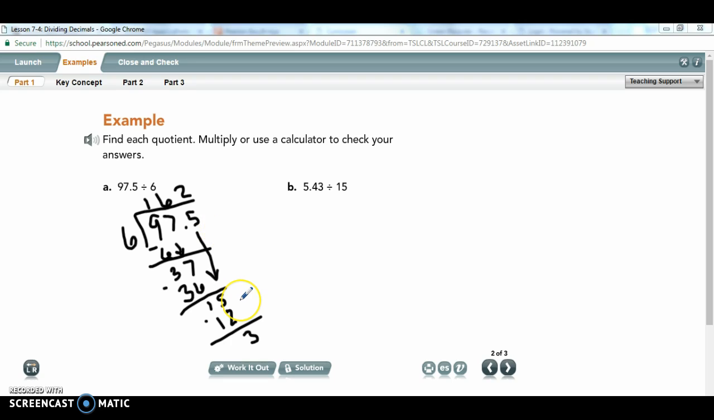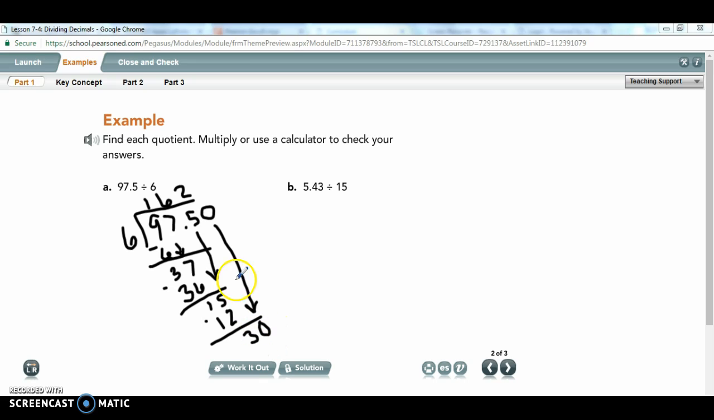Since we are dealing with decimals, we are no longer going to write R and then a number if we have a remainder. So this is not going to be 162 remainder 3. I am not done with my problem. What I want to do is add a 0 right here, because adding a 0 does not change this value. We have a decimal point right here, so it does not change the value, and then I'm going to drop the 0. And that makes 30.